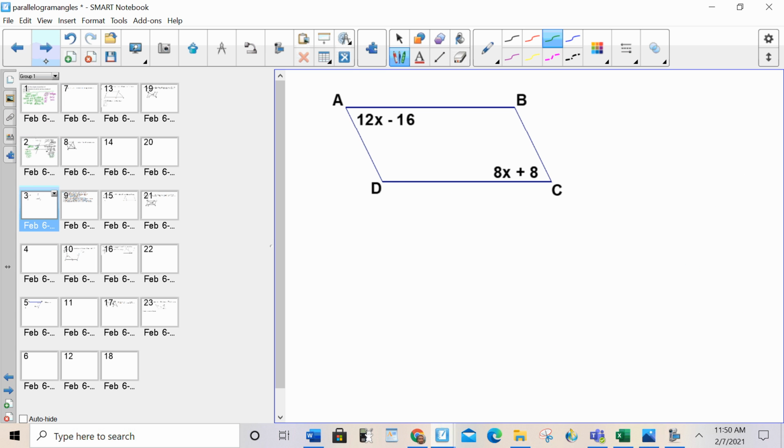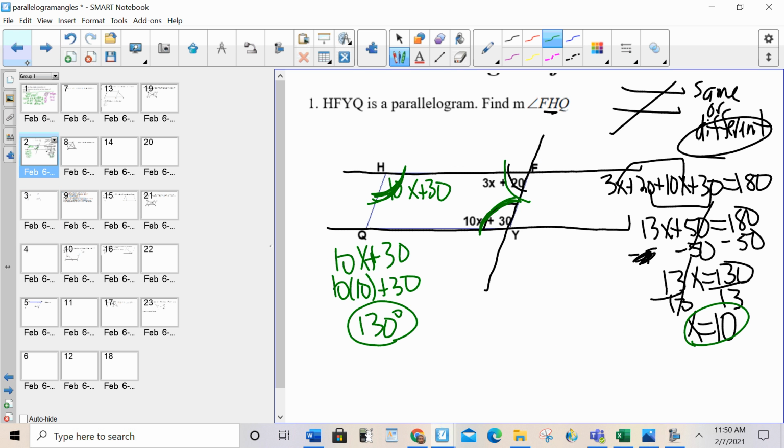Let's jump right back to the example. So again, for this one, because there were algebraic expressions, I have to ask myself same or different. They were different, so they added to equal 180.